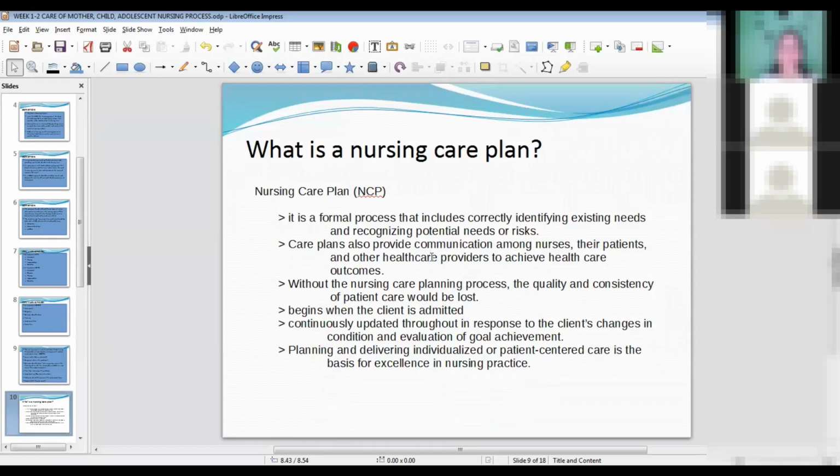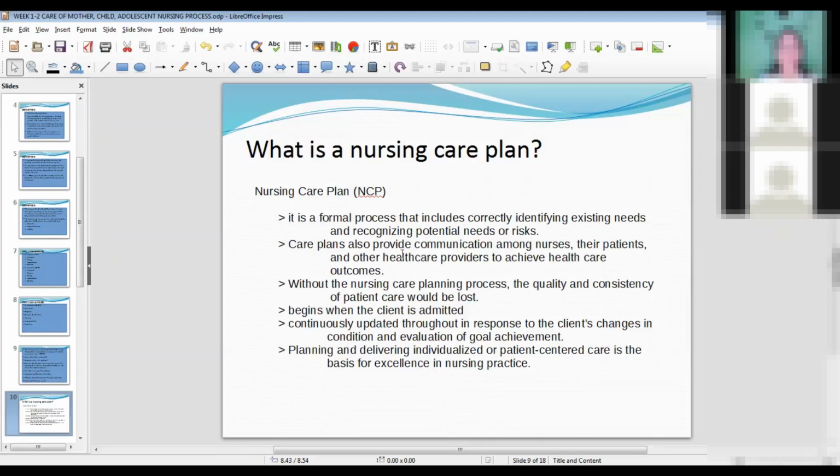Without the nursing care planning process, the quality and consistency of patient care would be lost. Okay, so walang direction, di ba? Earlier, we mentioned about order and direction. So without planning, pwedeng you go differently with the other members of the health team. So wala kayong goal set for the patient, or walang direction ang inyong actions.